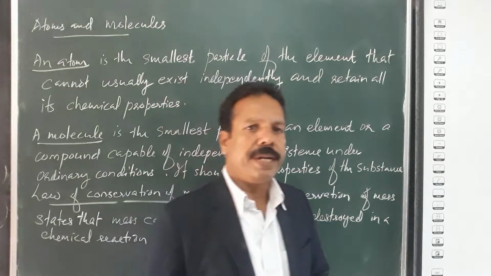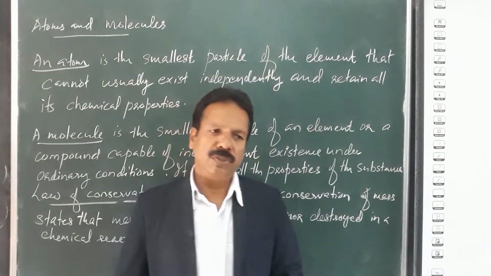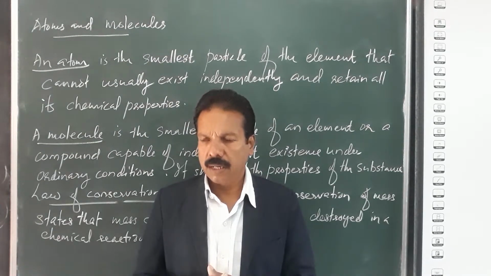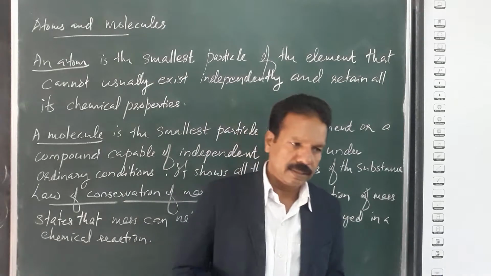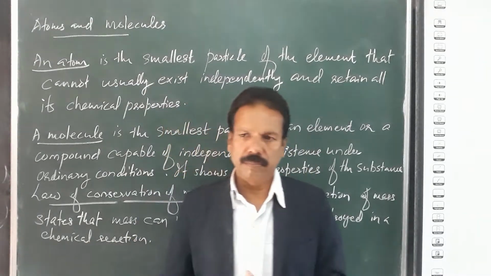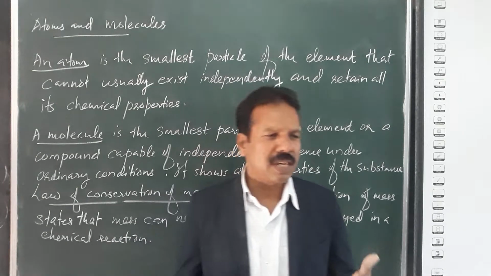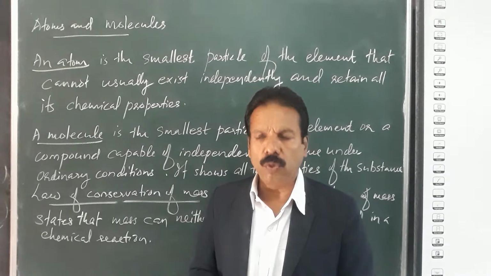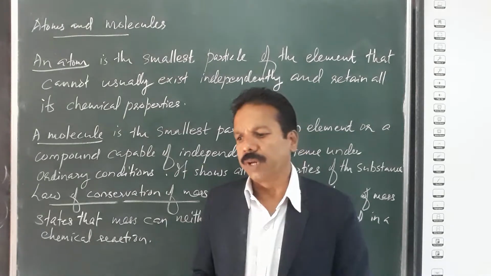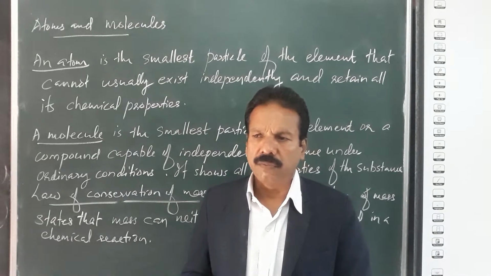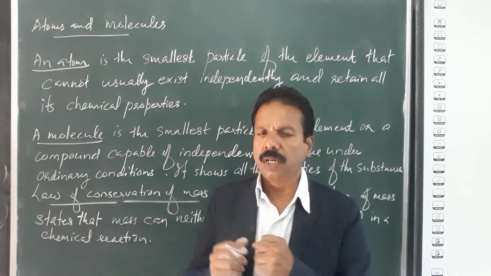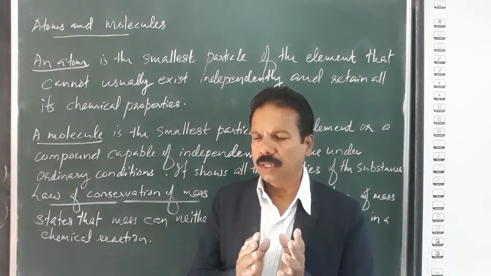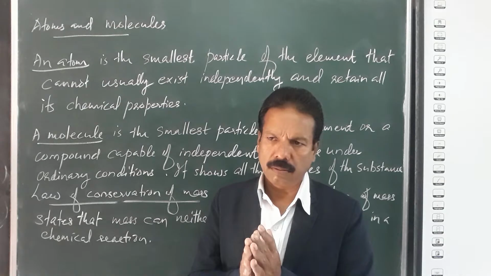We studied about elements and compounds. Elements means only one type of particles: zinc metal, hydrogen gas, oxygen gas, then magnesium, iron, copper. All these are elements. And compounds: hydrogen chloride, water H2O, sulfuric acid, sodium chloride. These are all compounds. Elements, one type of particles. Compounds, different elements combined in a fixed proportion by mass.